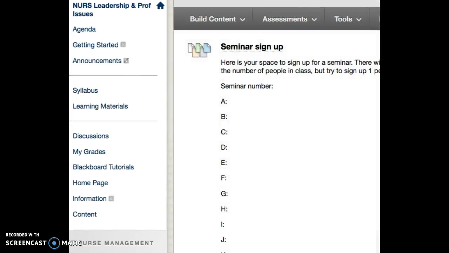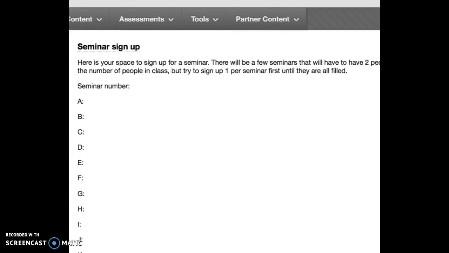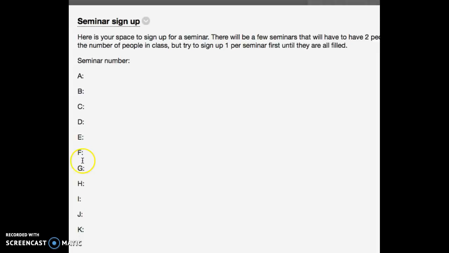And so all that it says here is that some of them, because of the number of students, I might not be able to get 1 student in each of these. Some of you might have to double up. So just be mindful that we're going to try not to double up so that all of them are covered. But you just go in here and it's very easy to sign up. Okay.